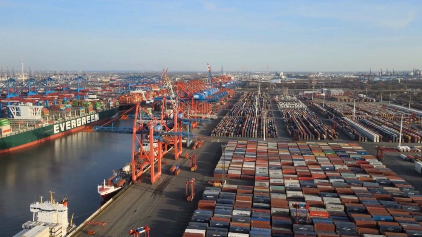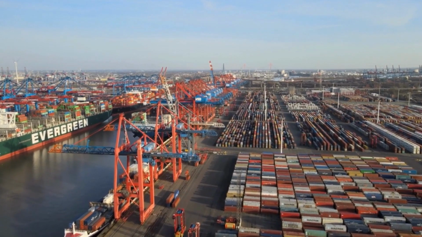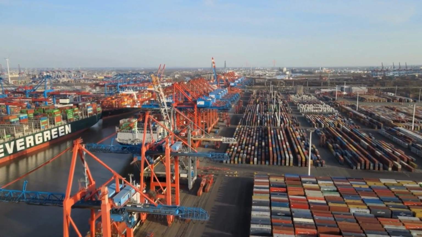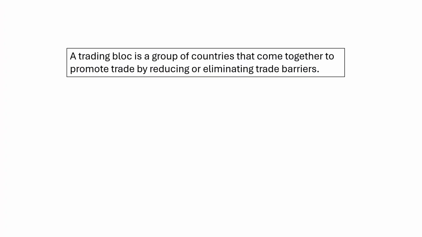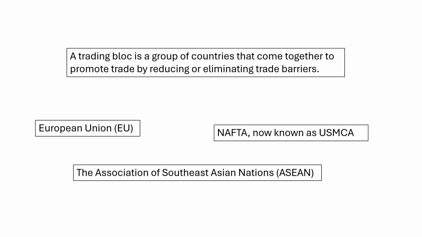A trading bloc is a group of countries that come together to promote trade by reducing or eliminating trade barriers, such as tariffs and import quotas, within the group. Three of the major trading blocs include the European Union, the EU, the Association of Southeast Asian Nations, ASEAN, and the United States-Mexico-Canada Agreement, USMCA, formerly known as NAFTA.